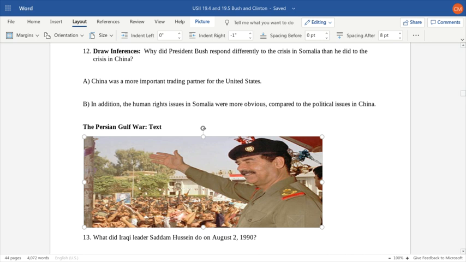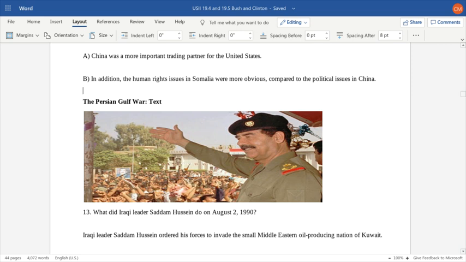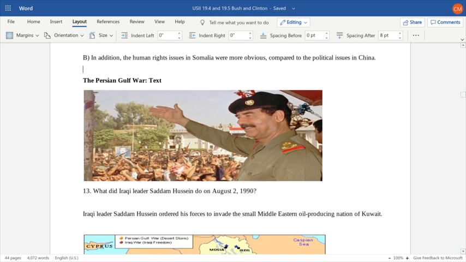Additionally, the human rights issues in Somalia were a little bit more obvious in comparison to the issues in China. There was more evidence, whereas we had to rely on news reports in China because of the closed society in China.